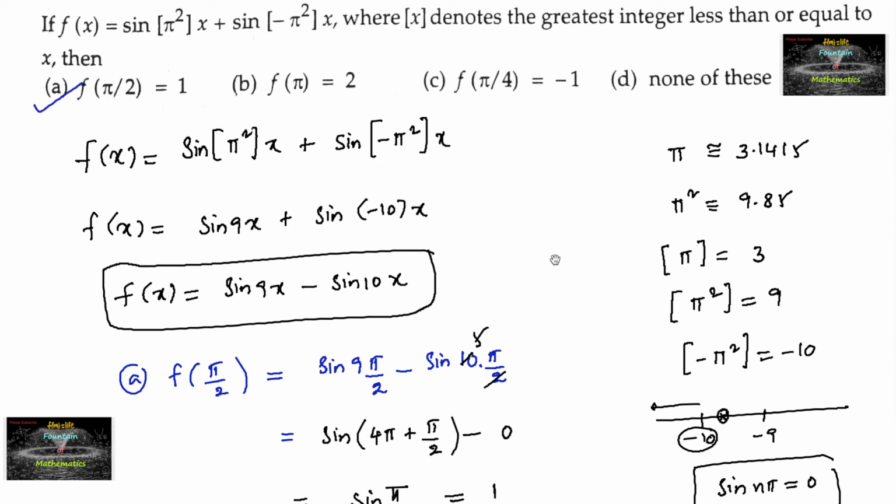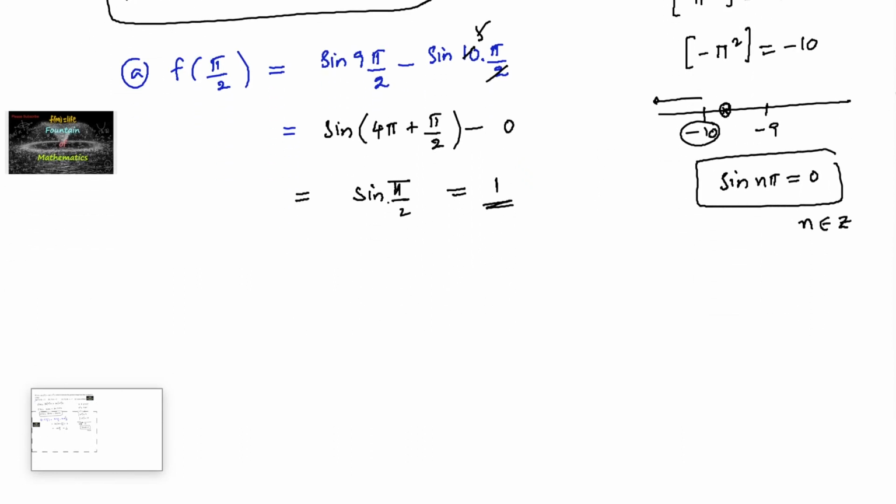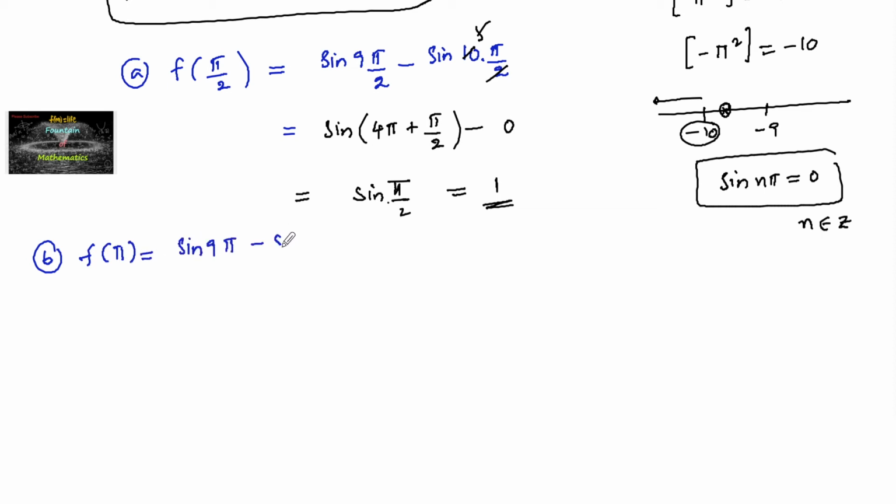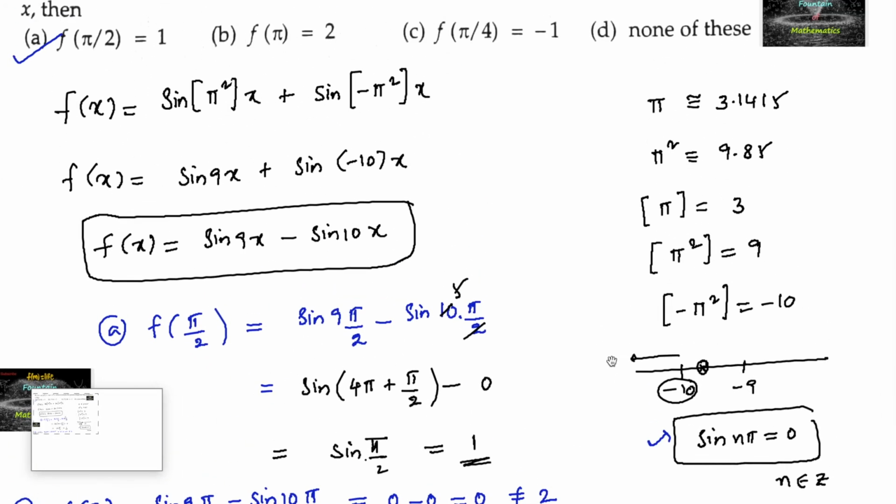Option B, f of pi, we see whether we will get 2 or not. F of pi is sine 9 pi minus sine of 10 pi. So both are integral multiples of pi. Since we know that sine n pi is equal to 0, this is 0 minus 0, which is 0, which is not equal to 2. So the second option is not correct.